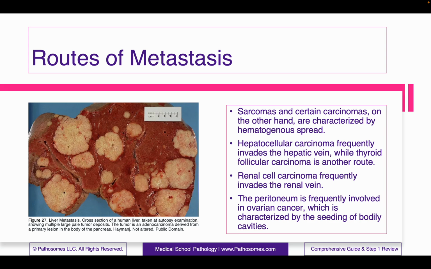This image to the left here shows metastasis to the liver from some other organ of a malignancy. It's likely GI origin. A lot of GI originating malignancies metastasize to the liver, such as adenocarcinoma of the colon or pancreas, something like that.